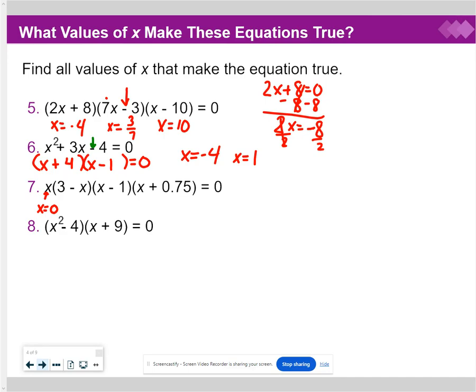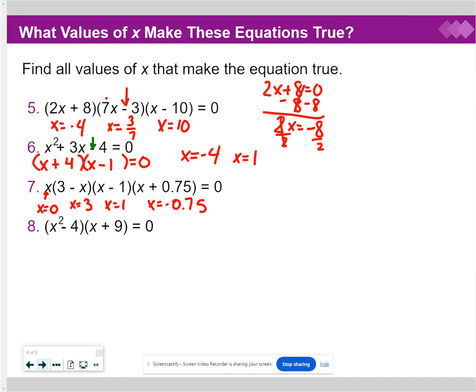The second term is not in our normal order, right? Usually we had the x in front for all the rest of these, but if you just think about this, 3 minus what number gives me 0? Well, that has to be 3. And then what number minus 1 is 0? That's going to be 1. And the fact that this last one is a decimal, I'm not too concerned about that, right? That should just be x equals -0.75.